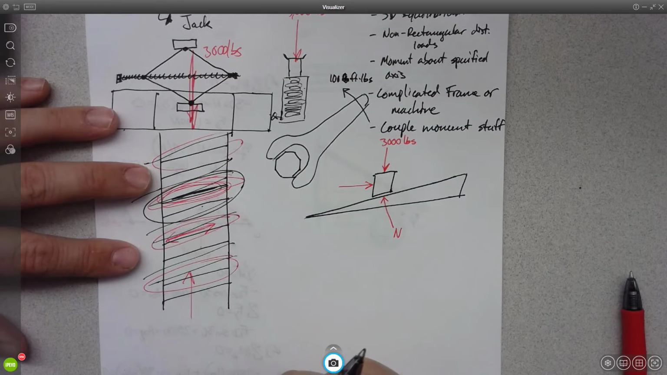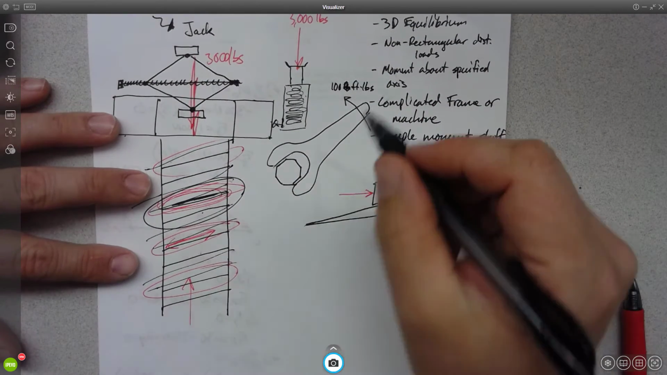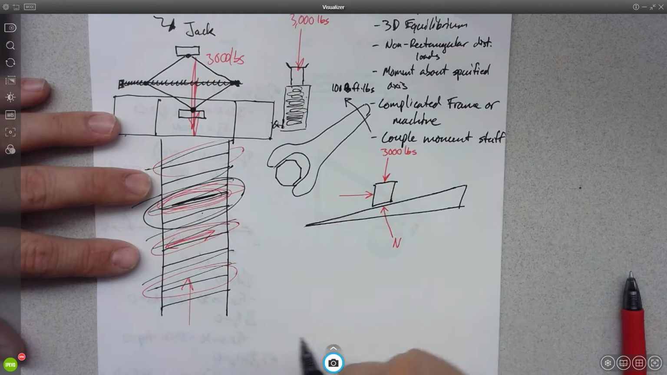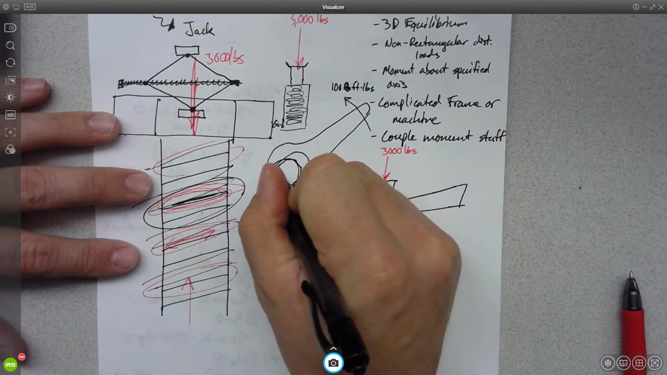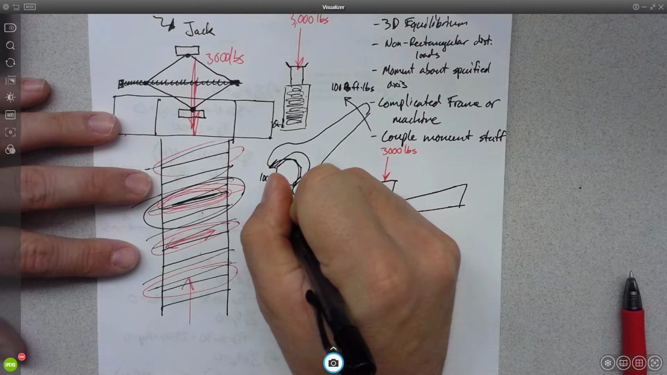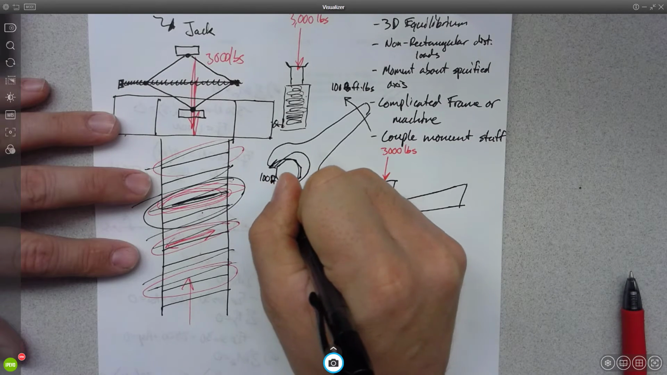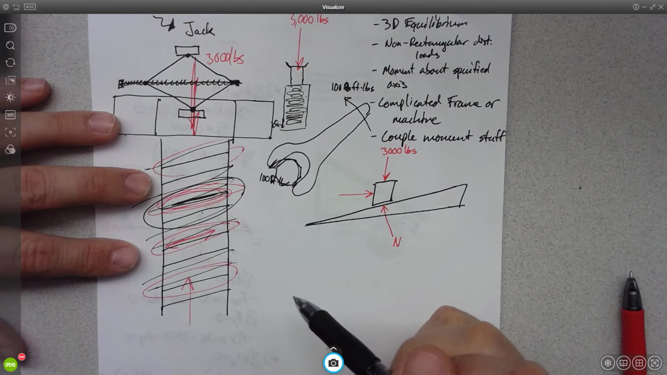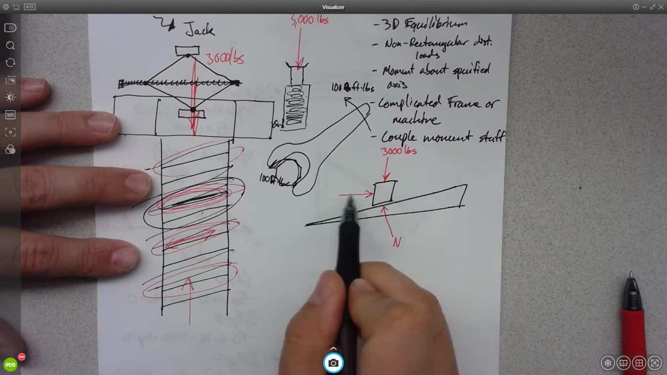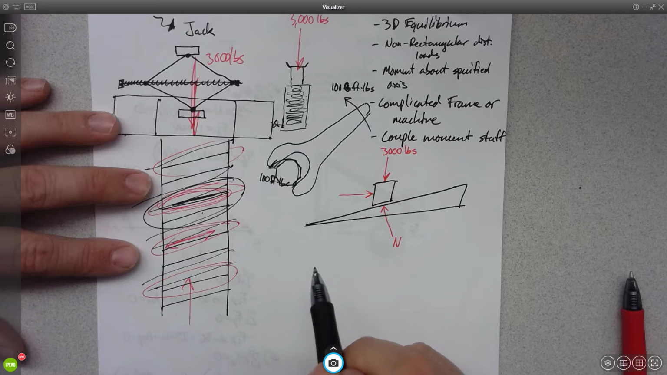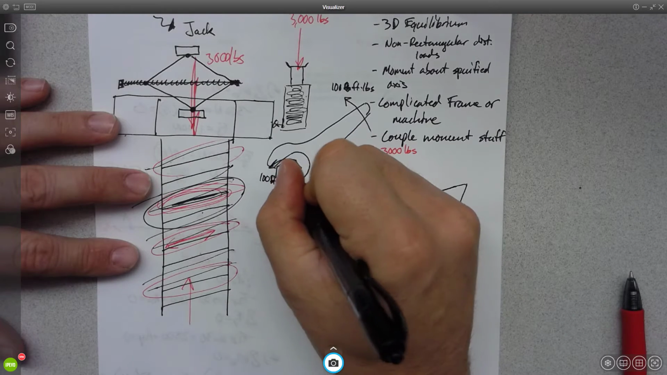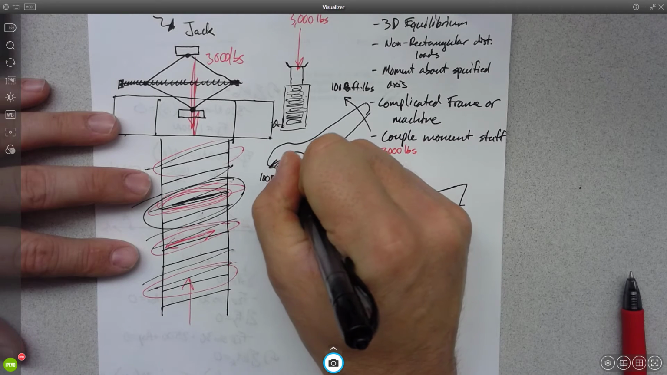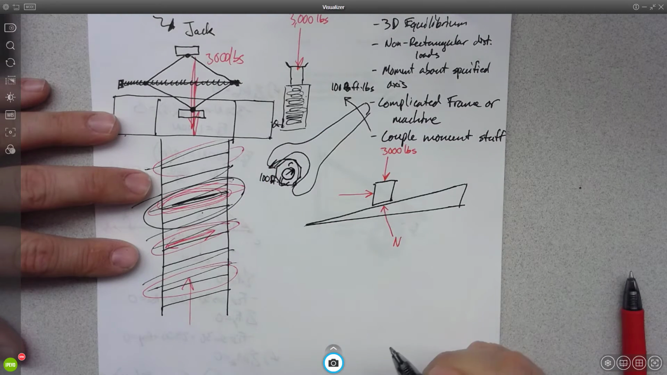Okay? I apply 100 foot-pounds on this wrench. So that's the same thing as having 100 foot-pounds right here, right? Because what I'm showing is a couple moments. So I'm twisting it with 100 foot-pounds. Then I need to know, what's the force pushing this up? Well, it'd be the 100 foot-pounds over the radius of the threads here, which I'm going to call R.